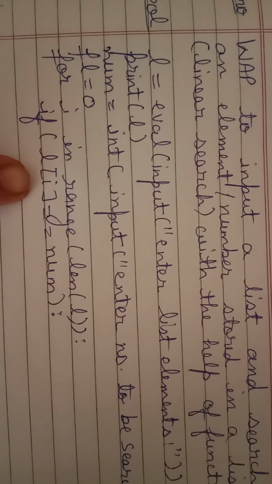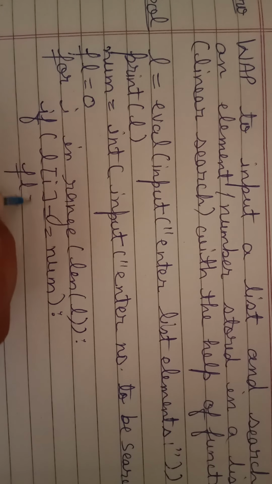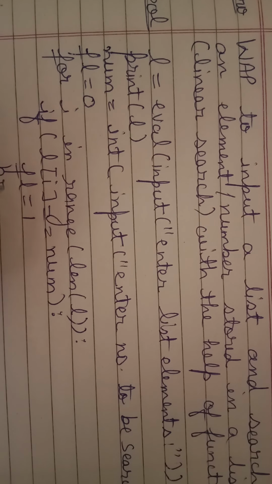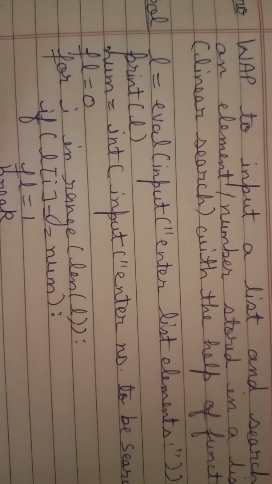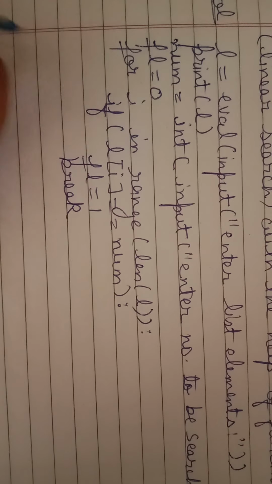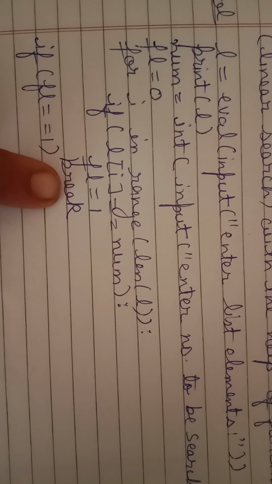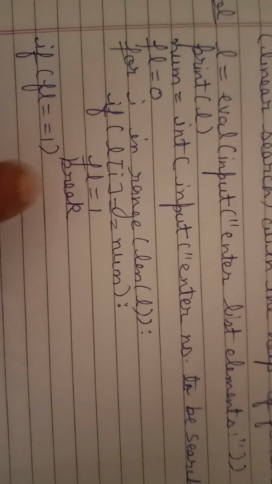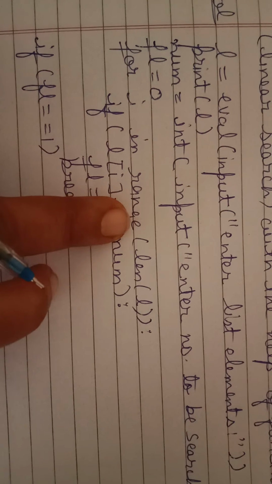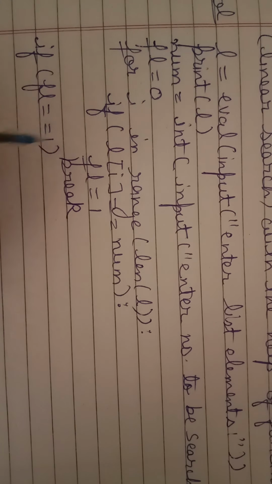If the list element is exactly equal to the user defined number, then what we have to do is set the indicator flag as 1 and come out from the loop with the help of the break statement. After coming out from the loop, we are going to check the value of flag. If it is 1, that means we got the number in the list and we are not supposed to execute the full loop. That's why we come out from the loop with the break statement.